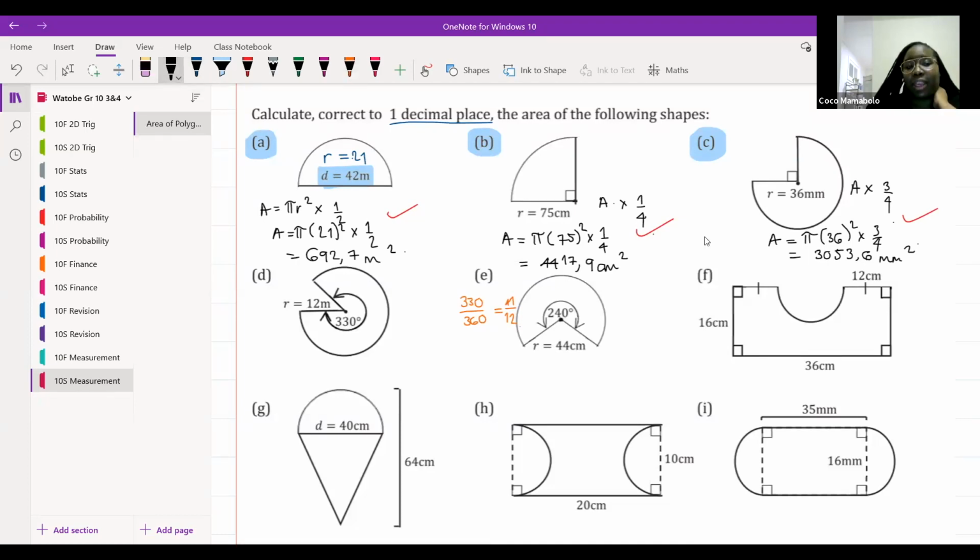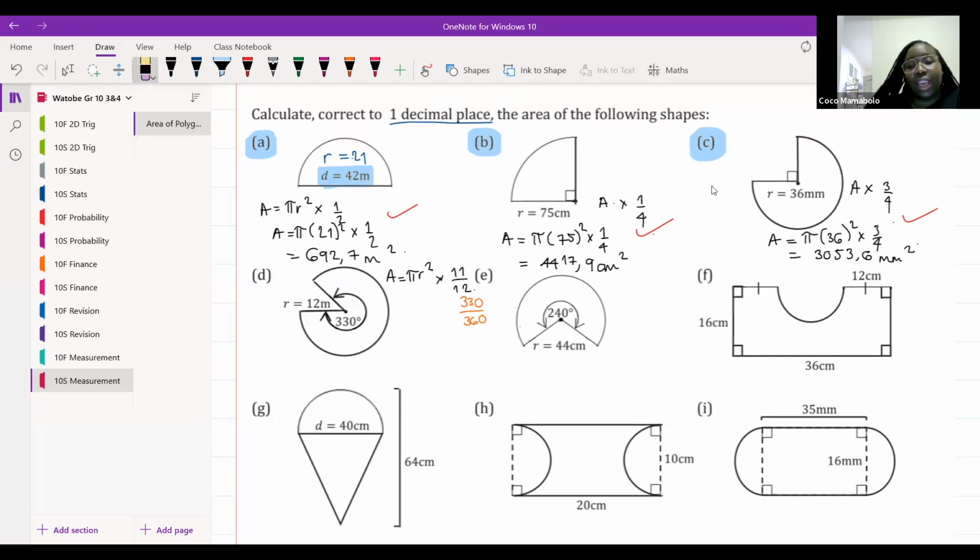Now, we're going to do the exact same thing, guys. We're not going to change anything at all. We're still going to calculate the area as we normally would, pi times radius squared. And this time we're just going to multiply it by 11 over 12. Yes, correct, Pascal. That's it.